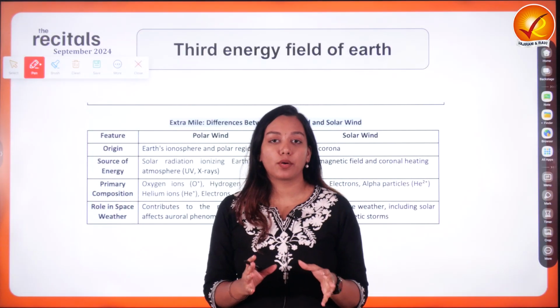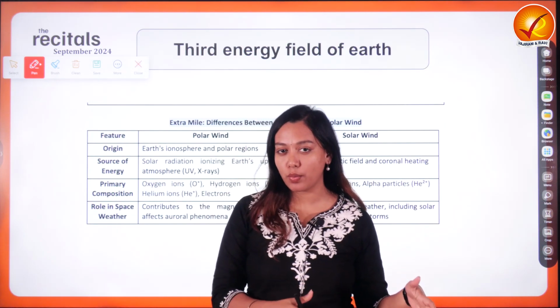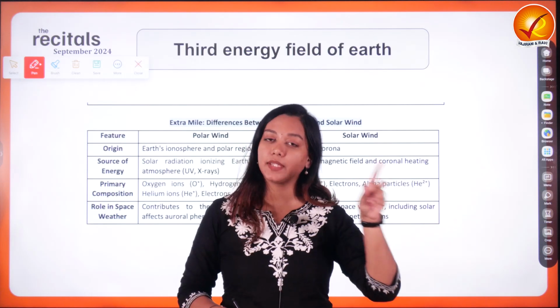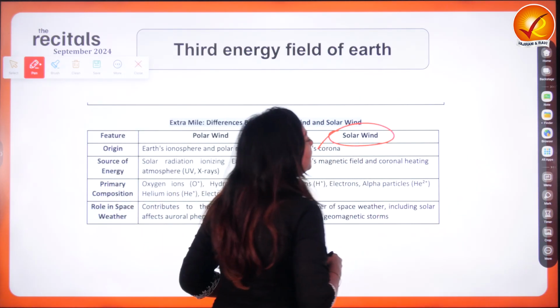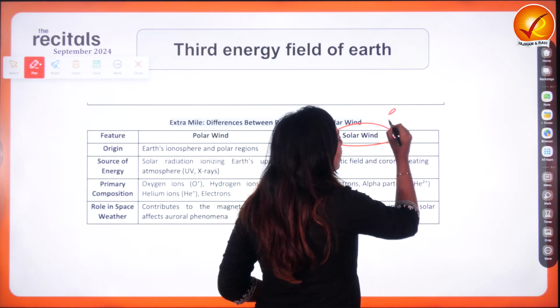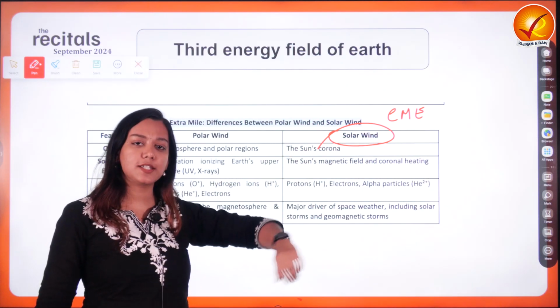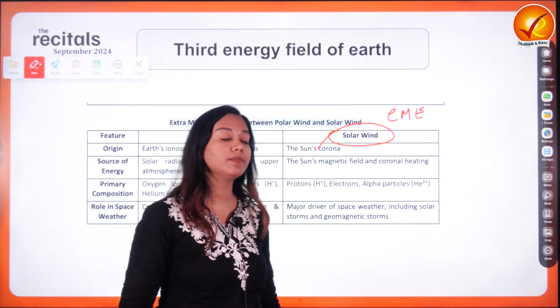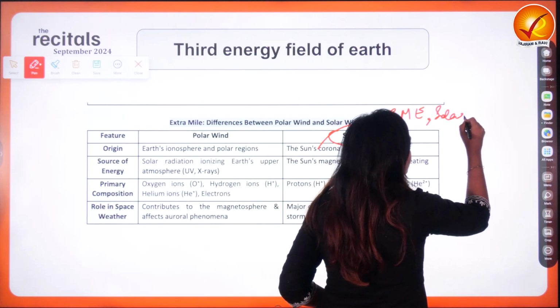So having read about the polar winds, shall we also try to compare it with the solar counterpart originating from the sun? Yes, solar wind. Why? Because the solar winds have been in news specifically last year. You remember in the recitals we have covered the coronal mass ejections. What are coronal mass ejections? Try to recall it in the comment section. Second thing, we also read about the solar storms.